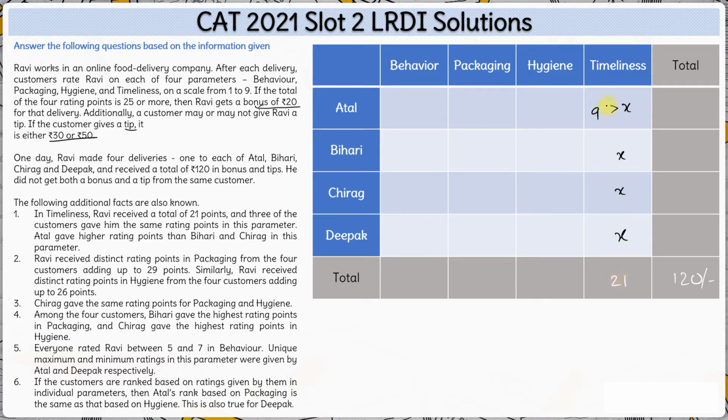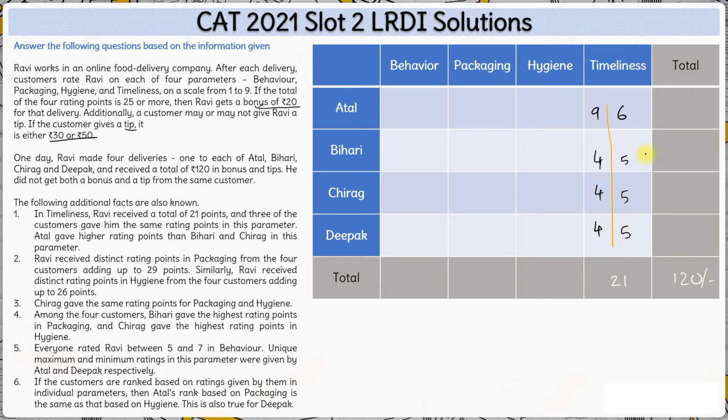Let's see. So 21 minus 9. 9 is the highest rating, right? So 21 minus 9 is 12 and 12 can be equally divided amongst these 3 people such that everyone gives 4 ratings. So this is possible here, right? So if this is 4, the next possible case is if each of them gives a rating of 5. 5 plus 5 plus 5 is 15, 21 minus 15 is 6. So Atal will give a rating of 6 in timeliness. So this is another case.